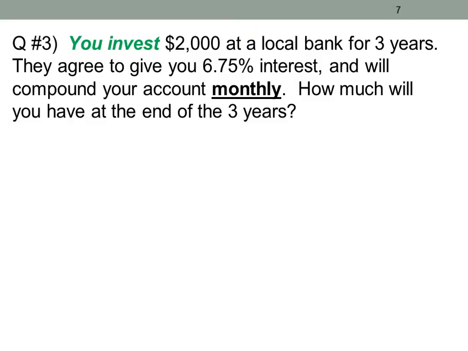So our first example, question 3, it says you invest $2,000 at a local bank for 3 years. They agree to give you 6.75% interest and you will compound your account monthly. How much will you have at the end of 3 years? Well, first thing, we're talking about money, and hopefully you see the key words compounded monthly. So that tells you we're using our equation A equals P times 1 plus R over N to the N times T. And all we got to do is plug everything in and take our time when we're solving.